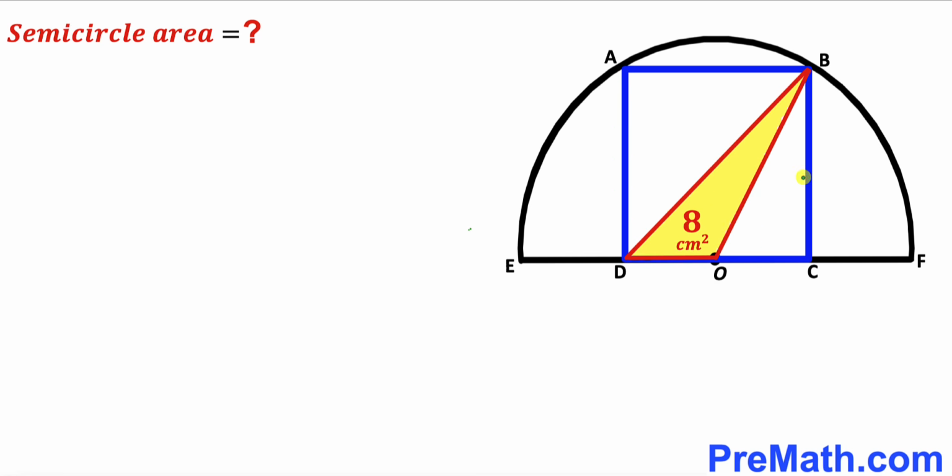In this video, we have this yellow shaded red triangle BDO fully confined in a blue square ABCD. And the blue square ABCD itself is fully inscribed in a semicircle with center O, as you can see in this given diagram, such that the area of this red triangle has been given to us as 8 centimeter square. And now our task is to calculate the area of this semicircle. And once again, please bear in mind that we are dealing with this blue square ABCD.